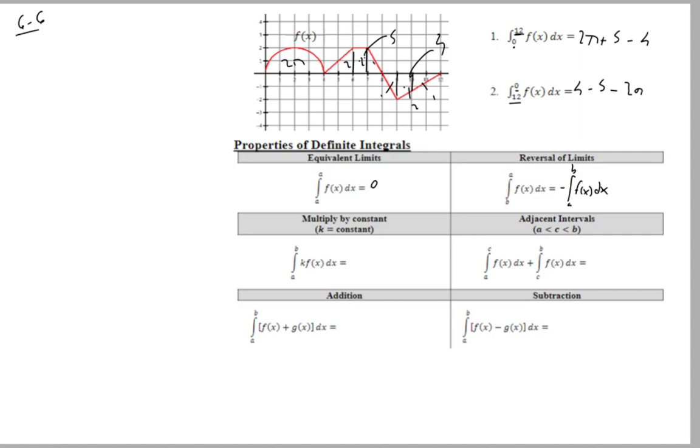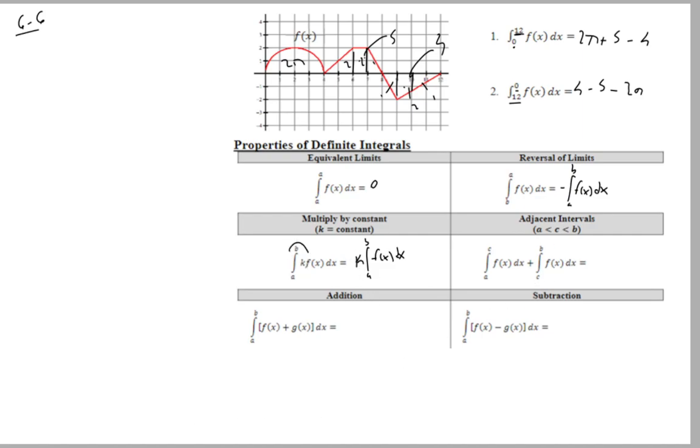Multiply by constant, where k is a constant. That would just be k times the integral from a to b of f of x dx, and that's the same thing. You're just moving the k over here.